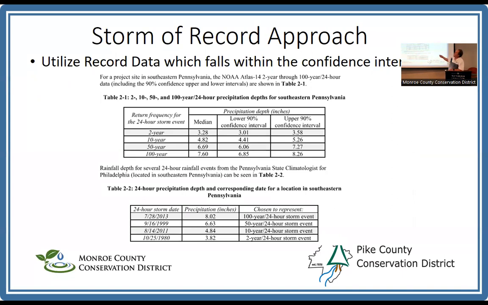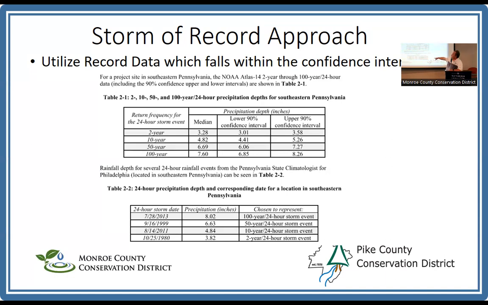So in this case, this is Southeast Pennsylvania. The top section is basically the median, lower, and upper values for each of the storms from NOAA. And then below is actual rainfall events that have occurred in that same area. Okay, and you could see then the numbers of when the storm happened, what the precipitation value was, and then you could use that number to represent your storm value.